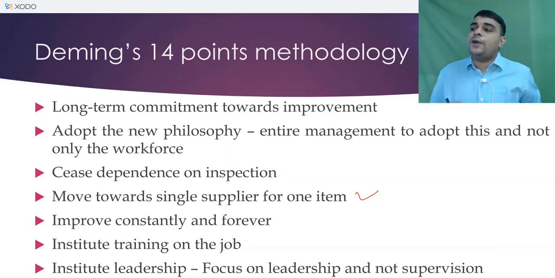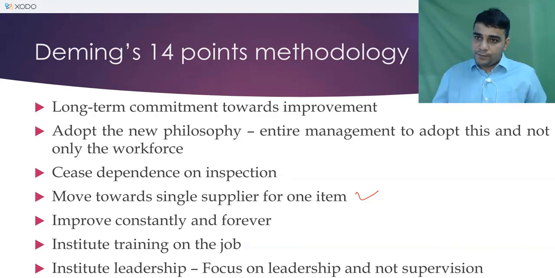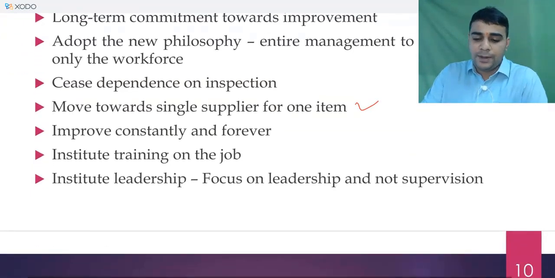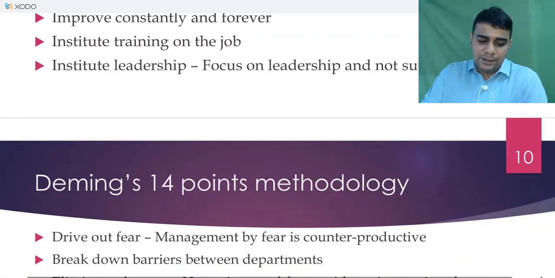So when you are buying from multiple suppliers, for example, whatever raw material I want to use, for example, cotton. For shirt manufacturing, cotton is one of the raw materials. You procure it from south, you procure it from north, you procure it from west, you procure it from east. There is going to be some difference among this product. Some of the raw materials you may not have any difference, but wherever there is a possibility of difference, it is better to move towards a single supplier. Improve constantly and forever. Institute training on the job, institute leadership. I will explain if something is needed.